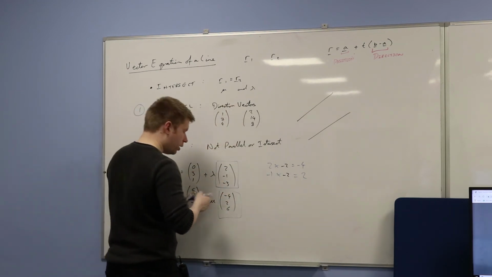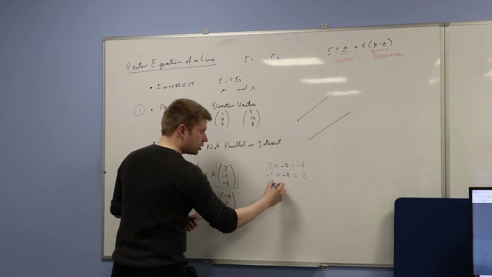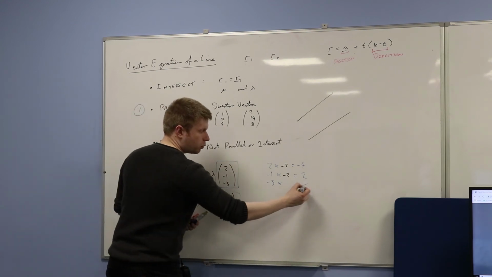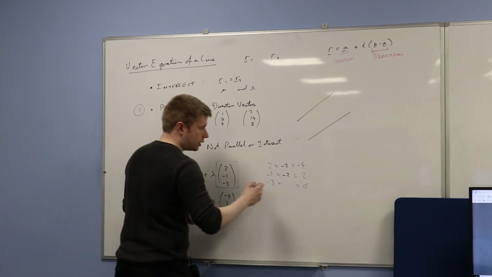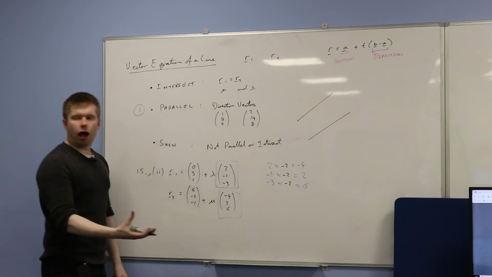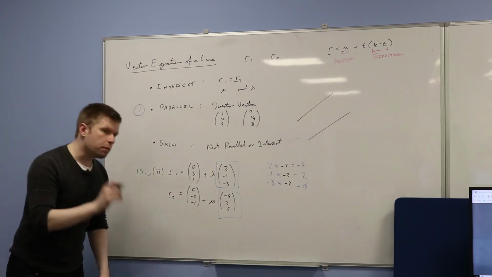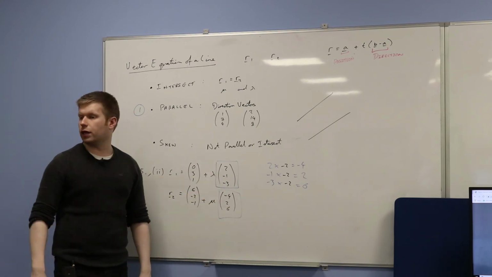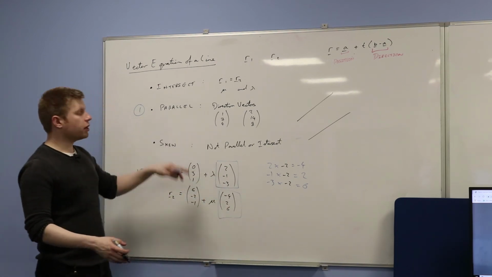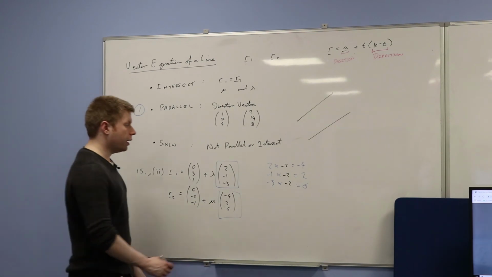It's looking good so far. -3 times something has to equal 6. What's that something got to be? -2. So because there's a scalar which is the same across all 3 individual directions, that must mean that this is just a scalar multiple of this, which must mean that they are parallel. So R1 and R2 are parallel.